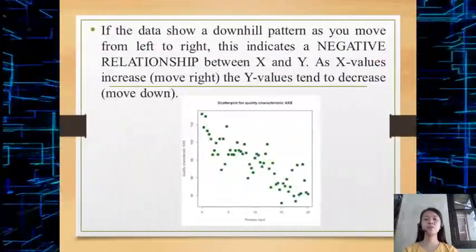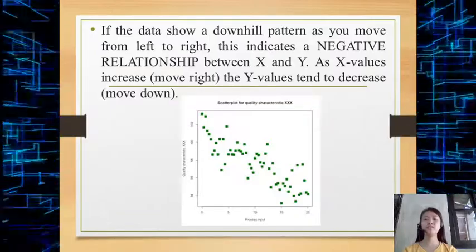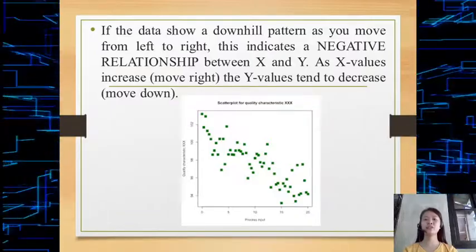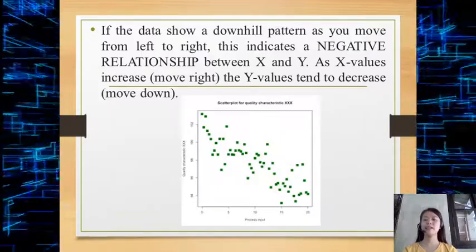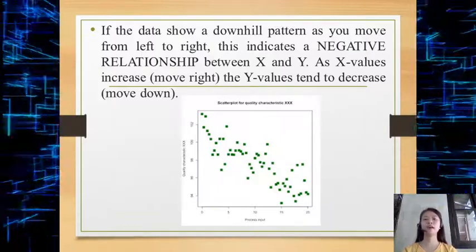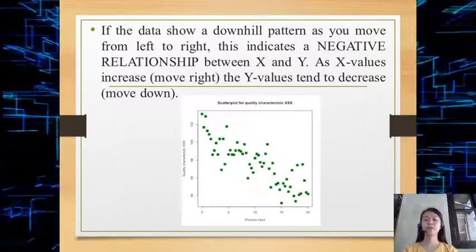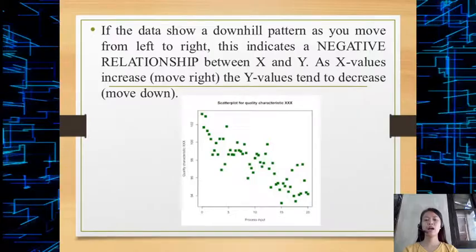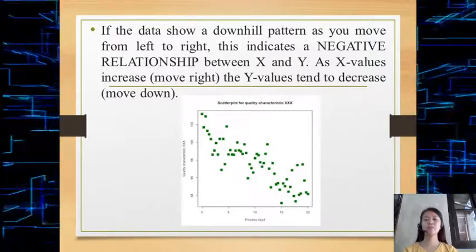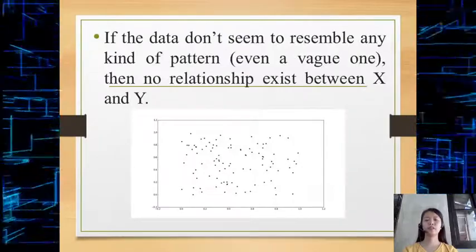If the data shows a downhill pattern as you move from left to right, this indicates a negative relationship between x and y. As x values increase, it moves right, and the y values tend to decrease, it moves down. The figure below shows a negative relationship between two continuous variables.